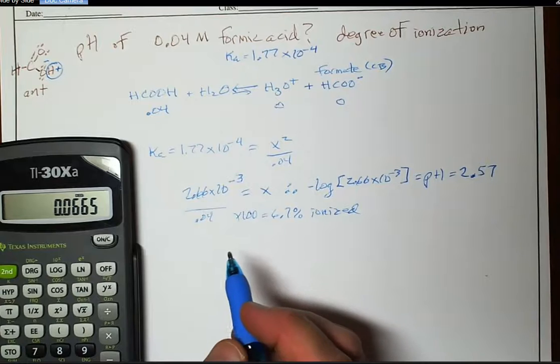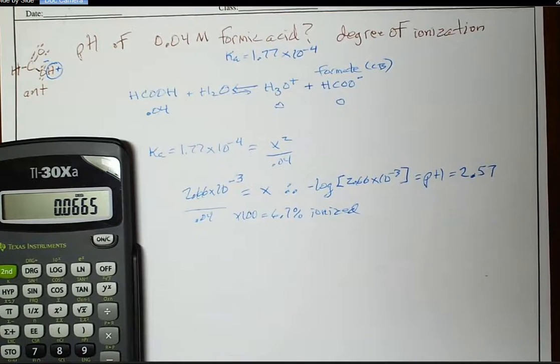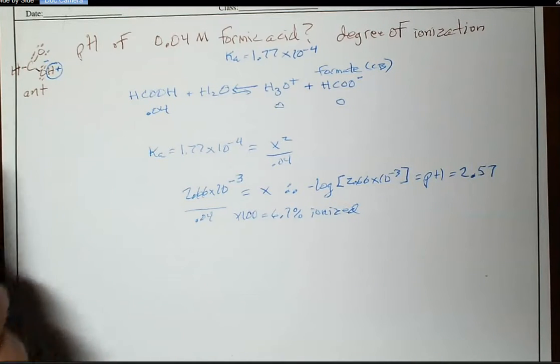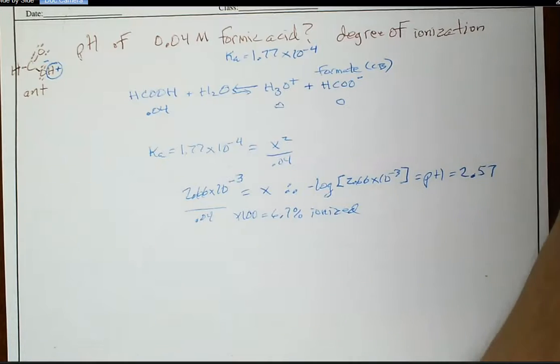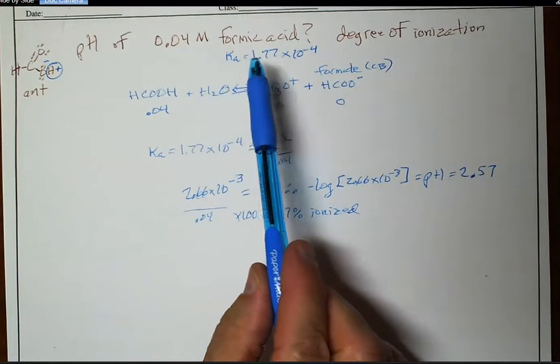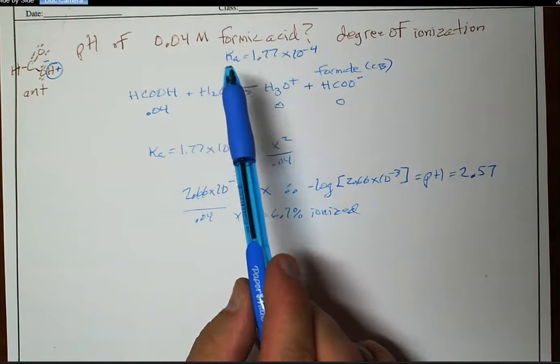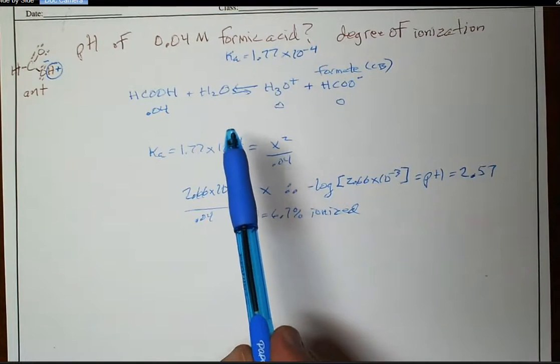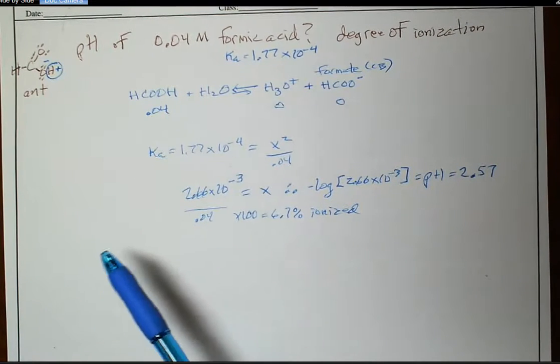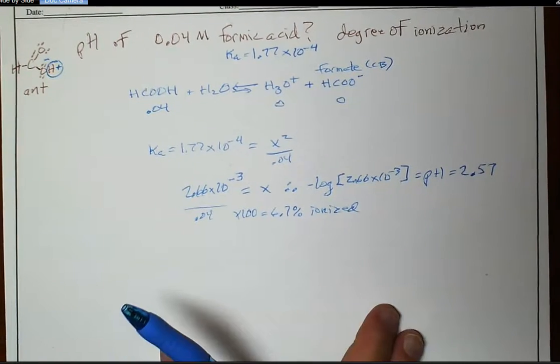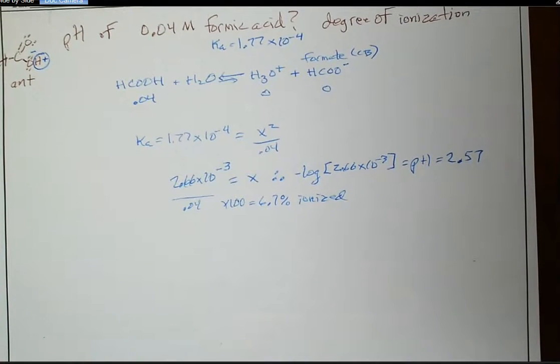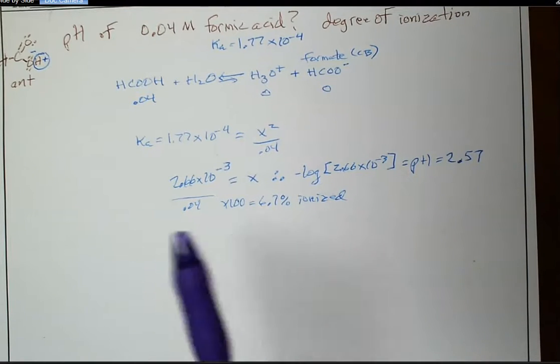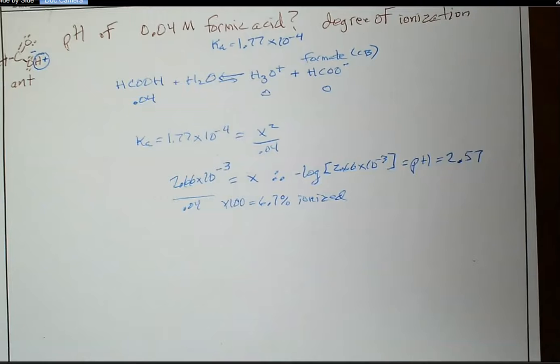Okay, now I wanted to show you something new. That, of course, is just another example of something we've done, finding the pH of an acid when we know its Ka and we know its molarity. We do a lot of that. But I wanted to show you what would happen. We see that this ionized 6.7%, but that's just in water.